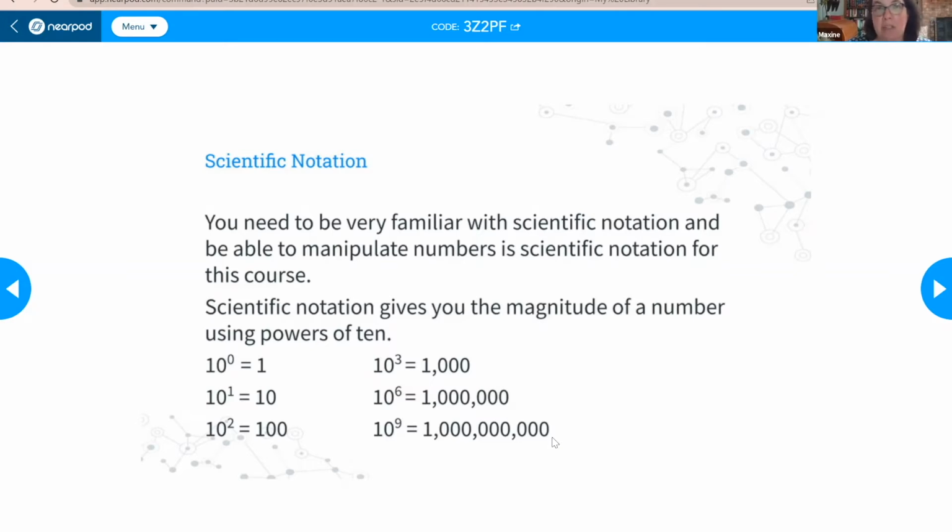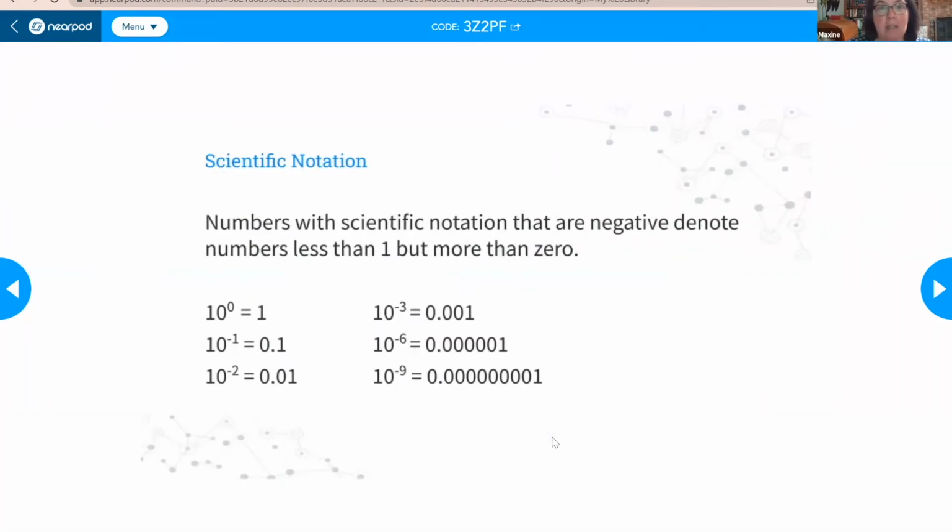Negative scientific notation does the opposite. It's giving us numbers that are smaller than 1. So again, 10 to the 0 would be 1, but 10 to the negative 1 means I move that decimal place over 1 to the left. 10 to the negative 2 is 2 to the left, and so on. So 10 to the negative 3, moving it 3 places, 6 places, and 9 places for a billionth. So if it is negative, it's a number less than 1 but more than 0. And if it's positive, it's a number greater than 1.